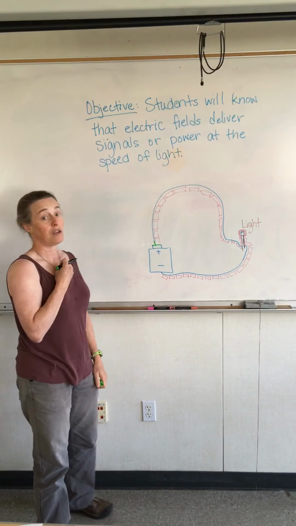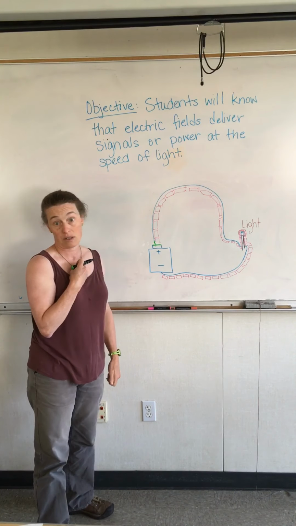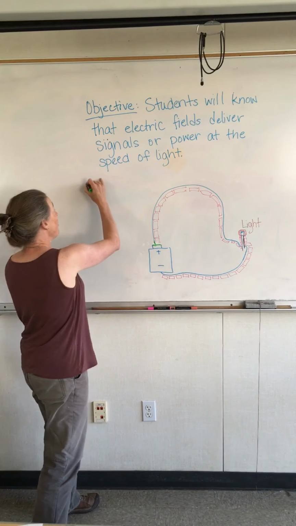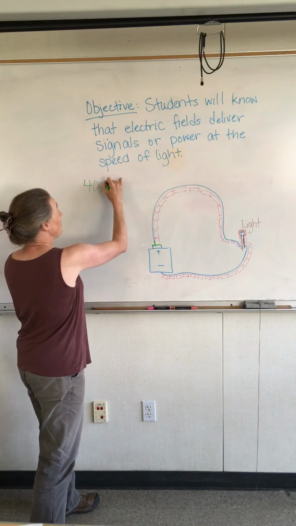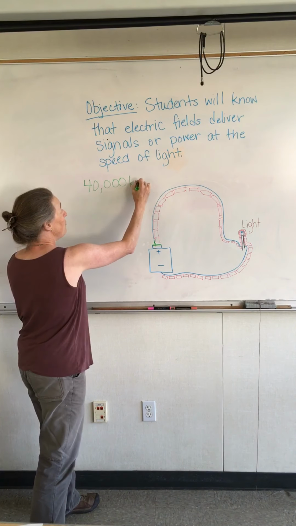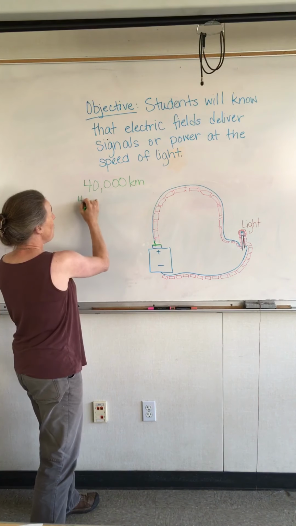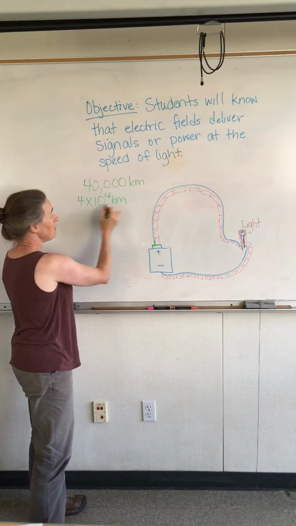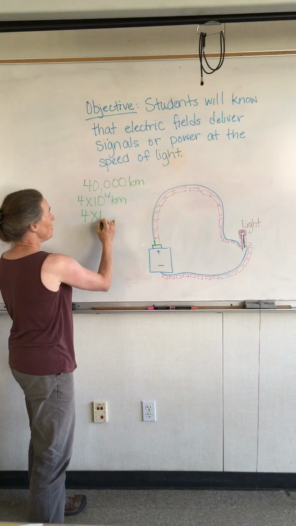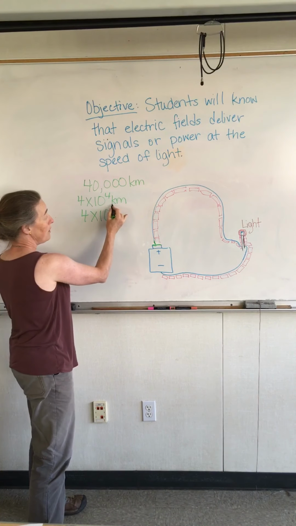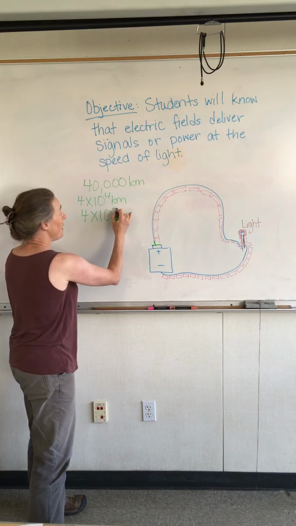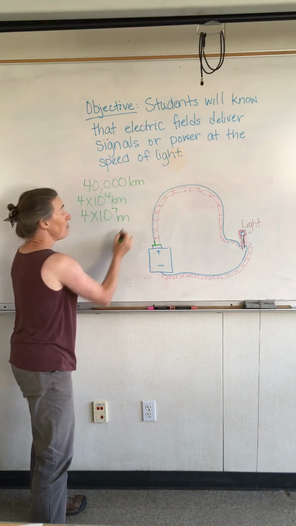So if I am here and I want to send an electromagnetic signal around the entire Earth, the Earth is about 40,000 kilometers in circumference. So that's going to be 4 times 10 to the 4th kilometers. But let's make this meters. I've got to add 3 here because there are 1,000 meters in a kilometer. So I'm going to have 4 times 10 to the 7th meters.